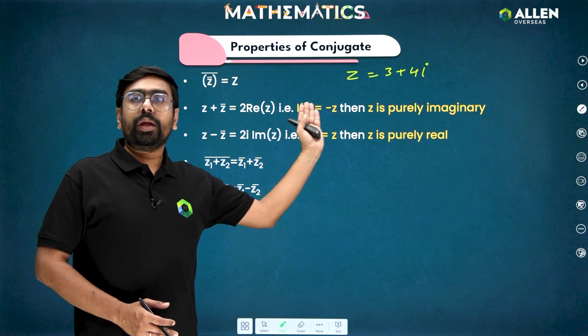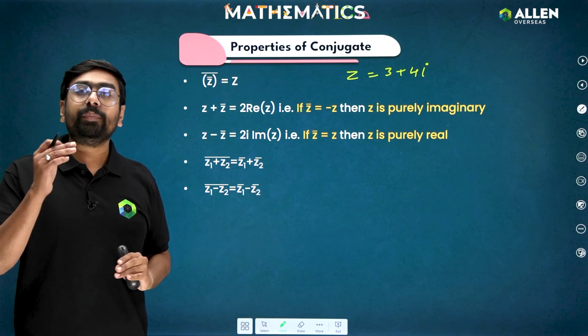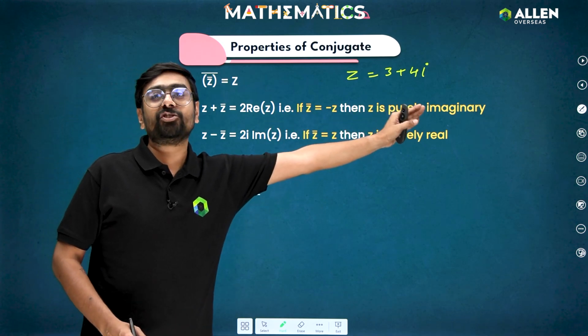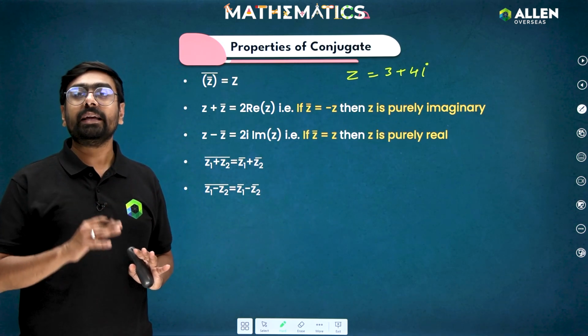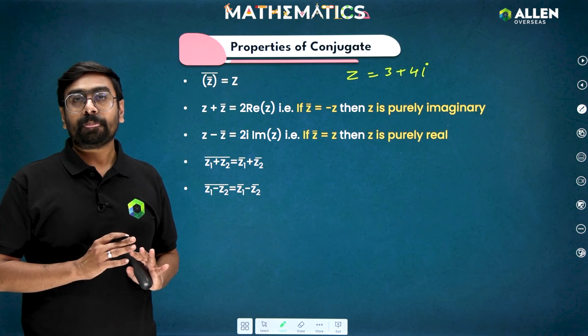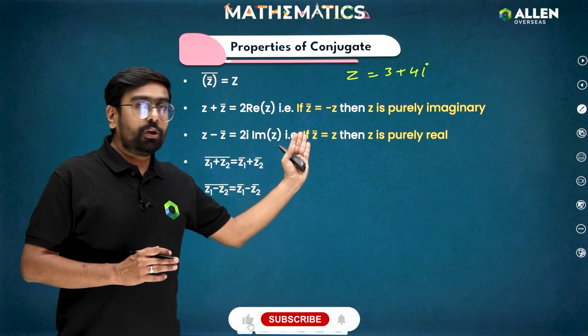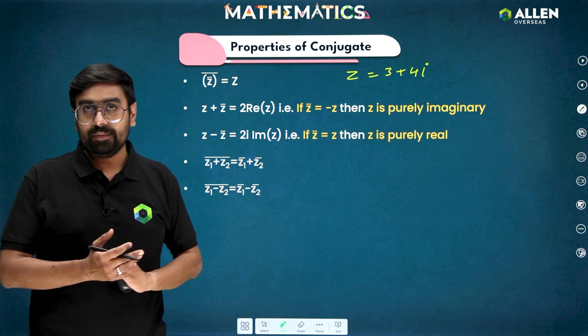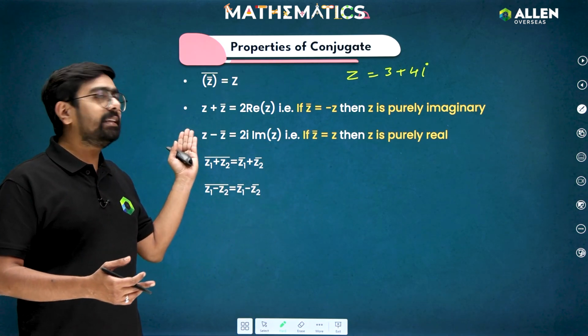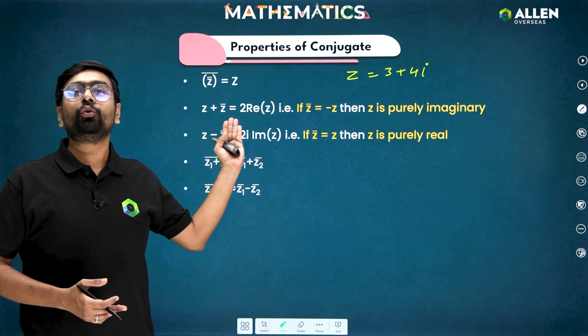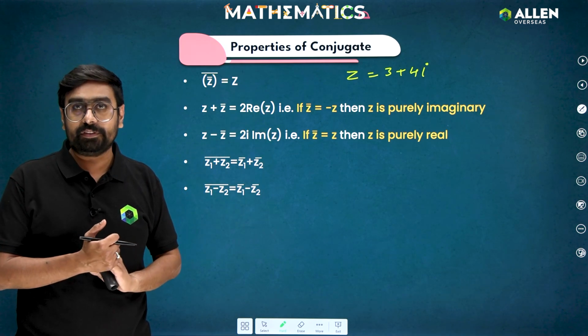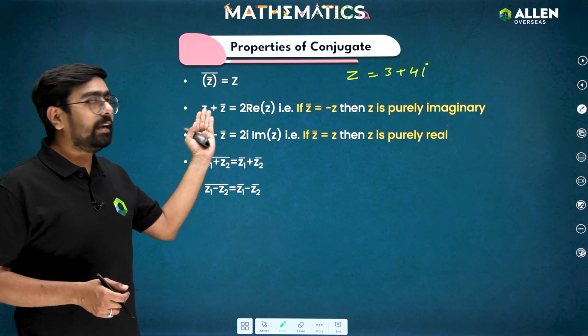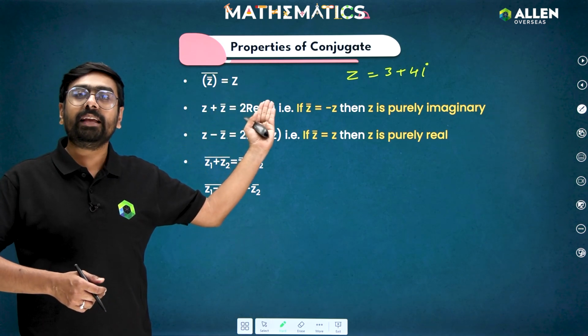If z conjugate is equal to negative of z, this would mean that z is purely imaginary. There will be no real part in z in that case, right? If z conjugate is equal to z, this means that z is purely real. We can also say z minus z conjugate is equal to 2 times the imaginary part of z. In this case, z plus z conjugate is equal to 2 times the real part of z.